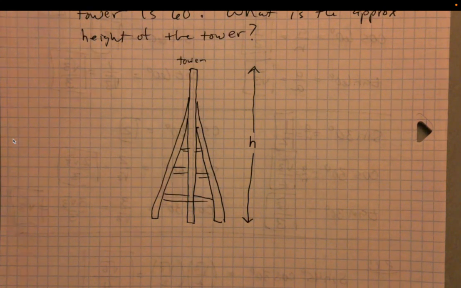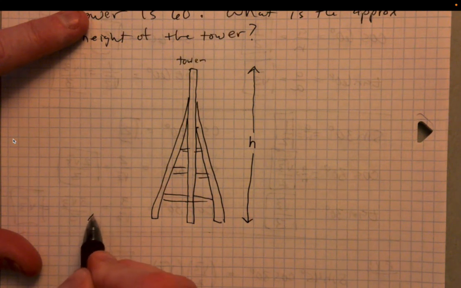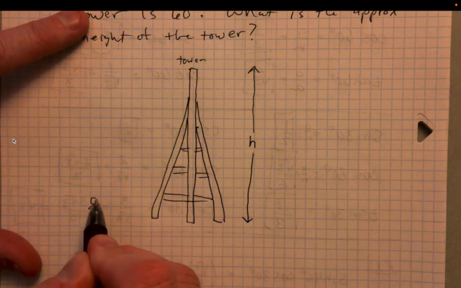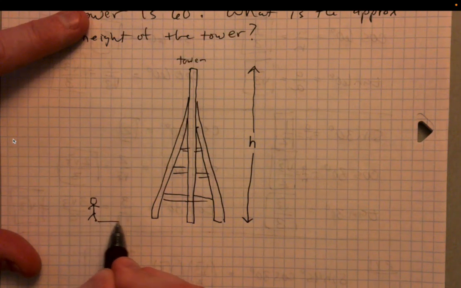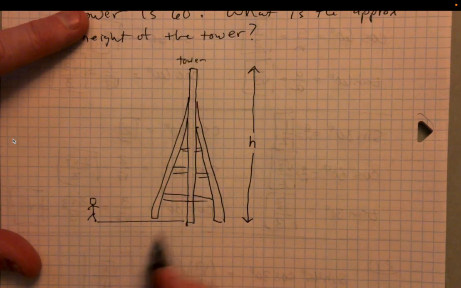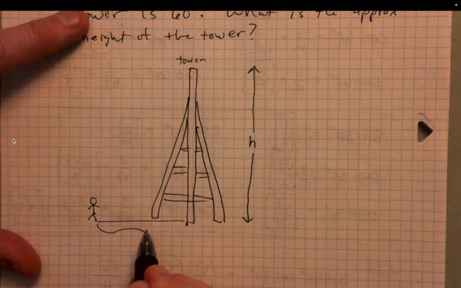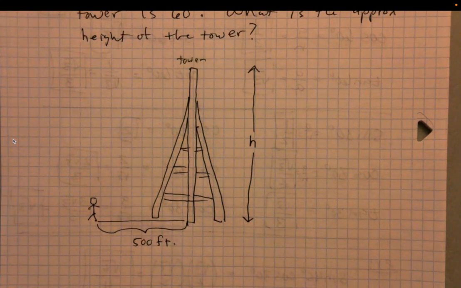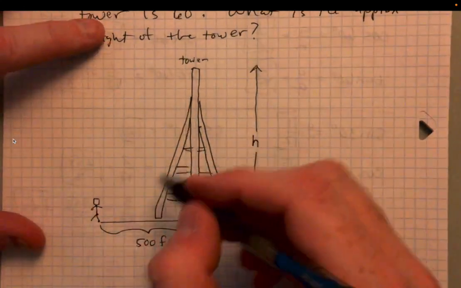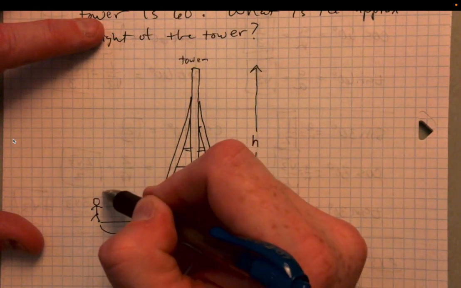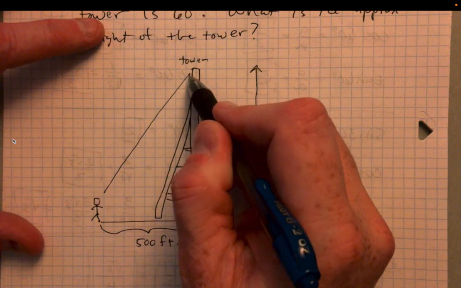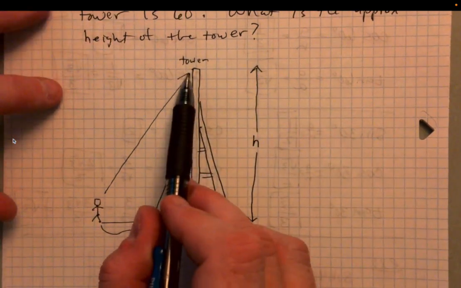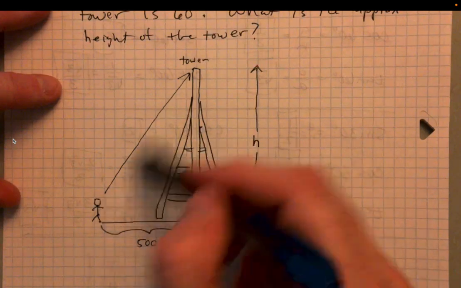Now, you, as the observer, are standing somewhere over here, and this is obviously not drawn to scale. Your distance from the base of the tower, we'll take that to mean the center of the base, is 500 feet. You're looking up at the very peak of the tower, and you've got some kind of an instrument that measures your line of sight.